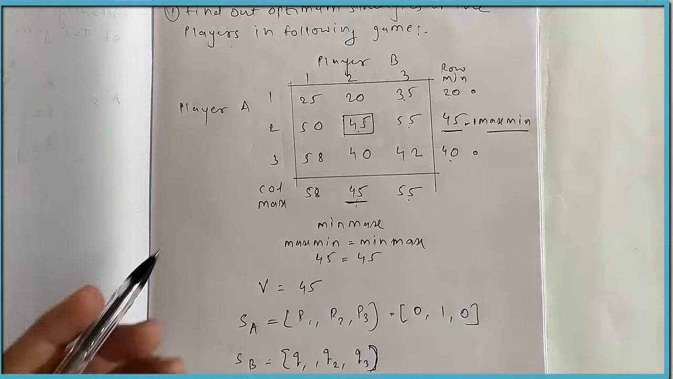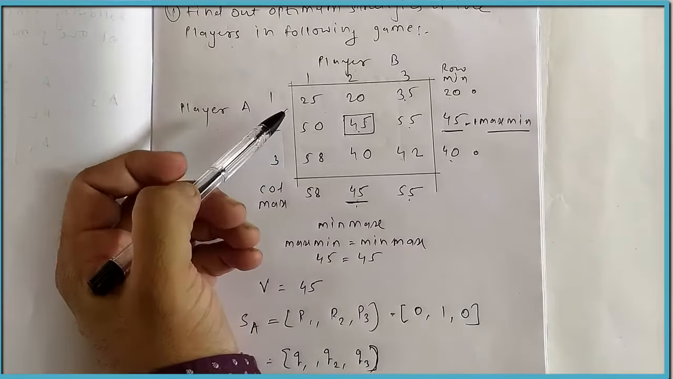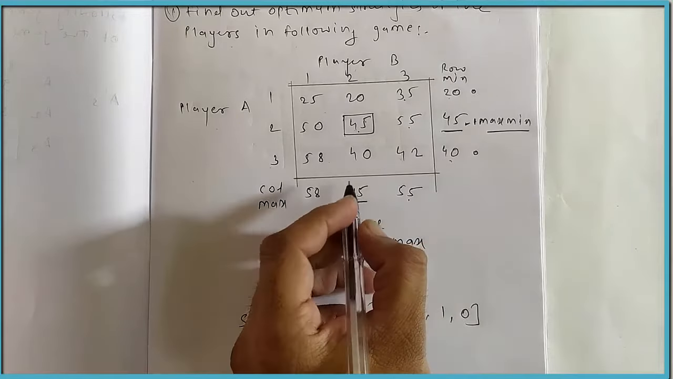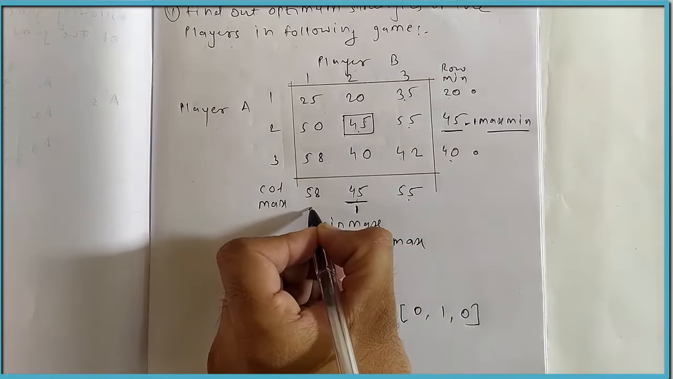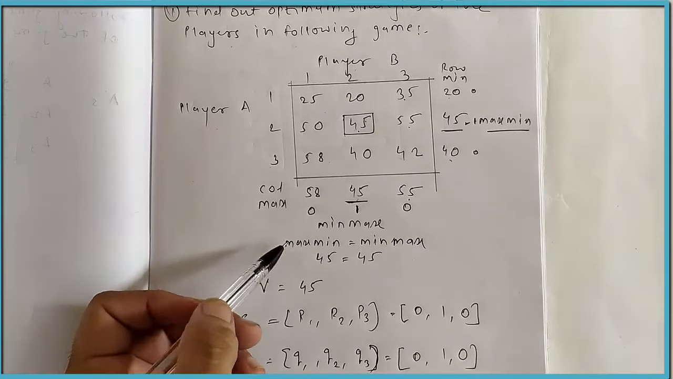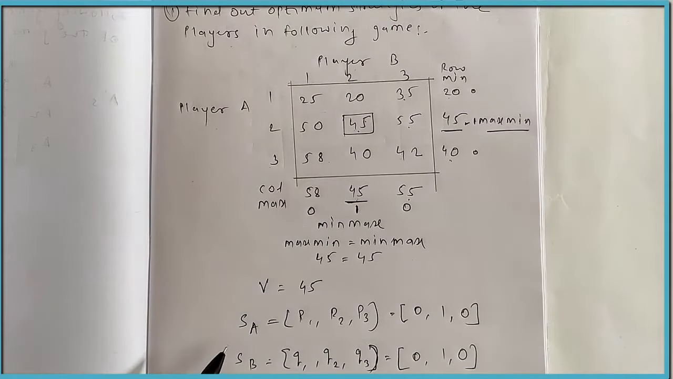Therefore player A's optimum strategy is equal to 0, 1 and 0. Now for player B, we have selected the second strategy. Therefore we will mark 1 for the second strategy and we have ignored strategy 1 and strategy 3. Therefore our optimum strategy for player B is 0, 1 and 0. In this way we have found the saddle point and game value and we have written the optimum strategy for player A and player B.